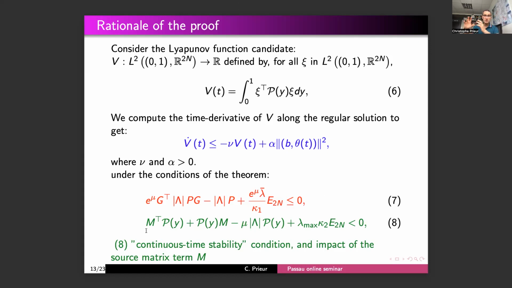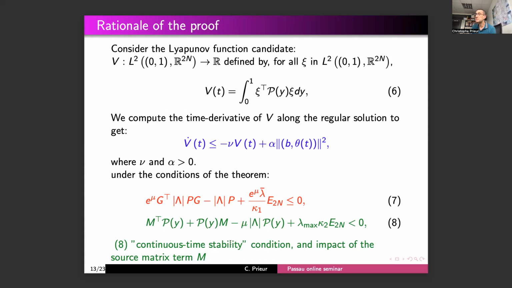Forget about the boundary condition. In that case, it just means that along the characteristics, following the Riemann coordinates, we have just the source term, which gives you the dynamics. So the source term is your dynamics. So you have M transpose P plus PM, as in classical Lyapunov analysis for linear finite-dimensional systems, less than 0. Okay, but there is a small modification due to that.